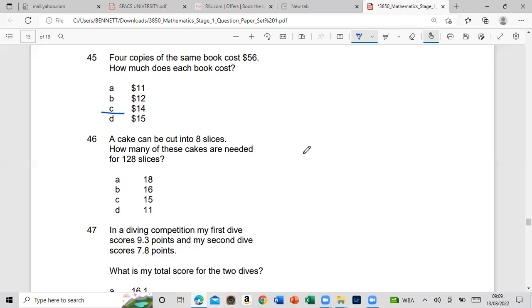All right, 46. A cake can be cut into 8 slices. I want to see how you guys do this one. How many of these cakes are needed to make 128 slices? So one cake can be cut into 8 slices, the maximum. How many of these cakes are needed for 128 slices?